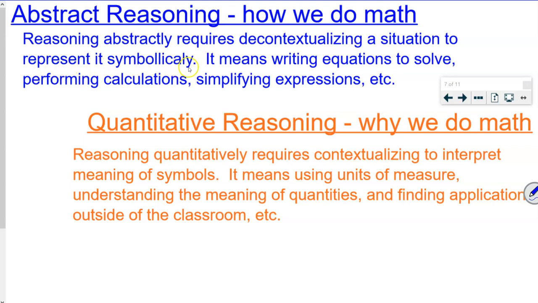That's what it means here. Represent it symbolically. We're looking at symbols. What it means is we're going to write equations to solve. We're going to do calculations. We'll simplify expressions, etc. We're going to do all of those super mathy things, and we're going to take it out of the real world. However, the opposite of that is quantitative reasoning. It's why we do math. We do math because we have questions about the world, and it's a lot easier to answer those questions by doing it symbolically. But the quantitative is why we're doing that math.